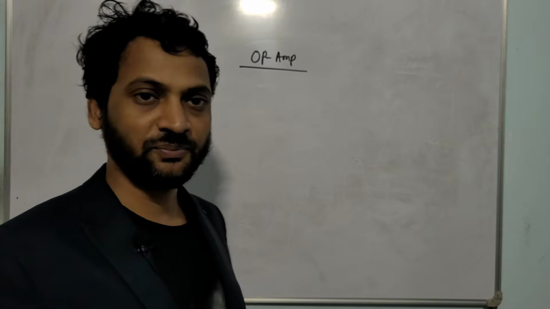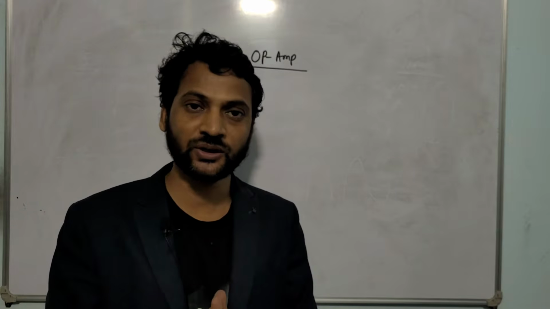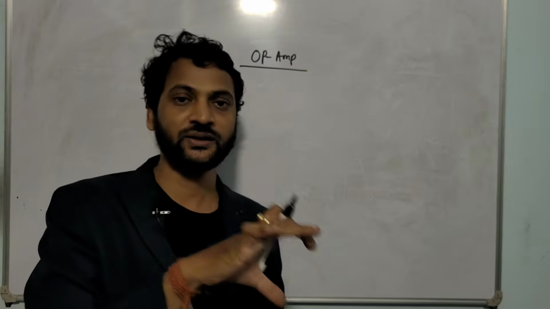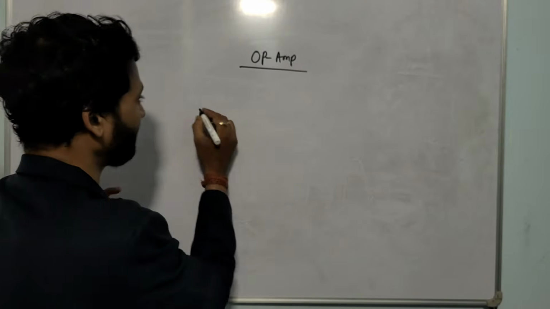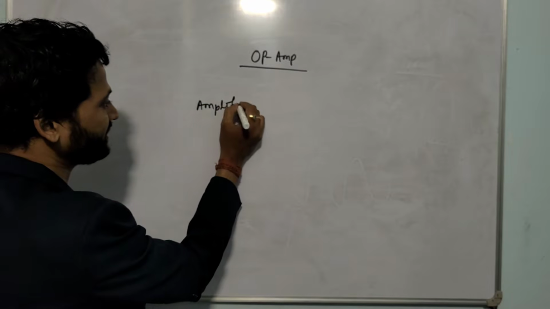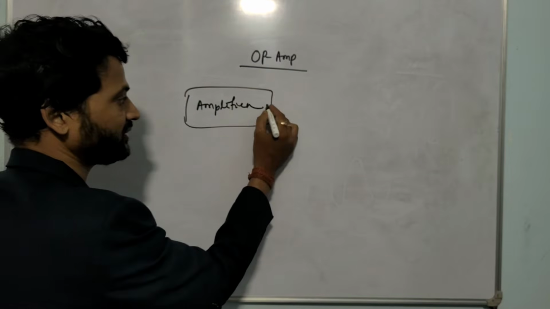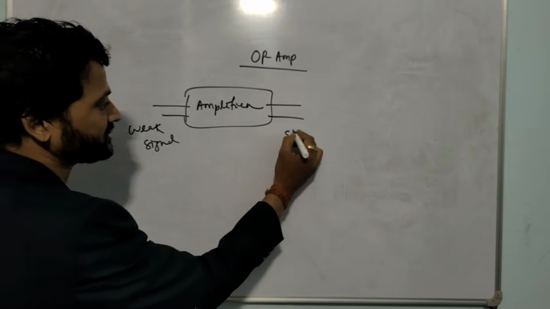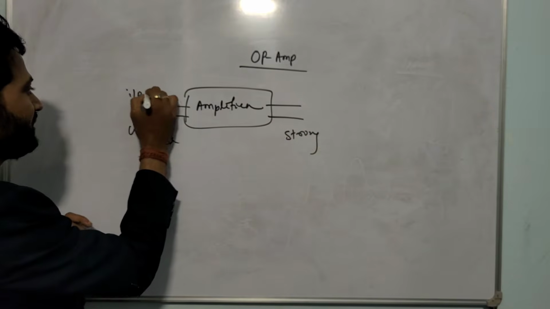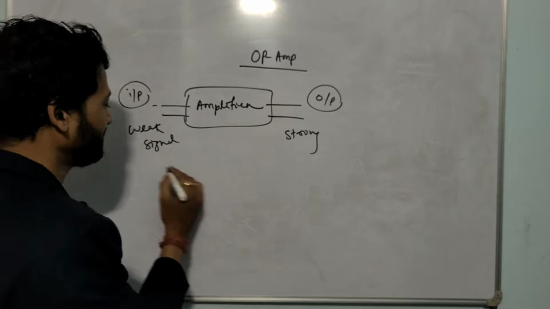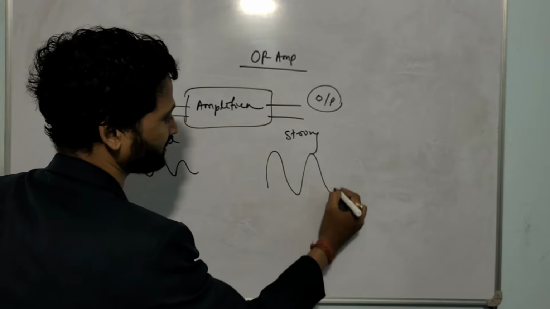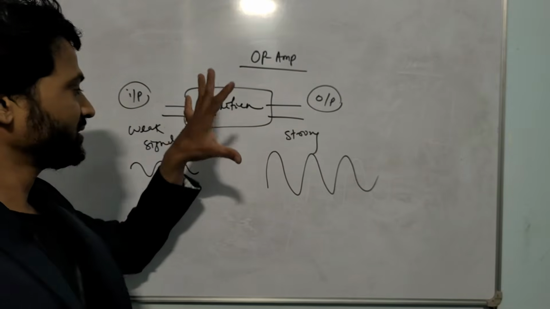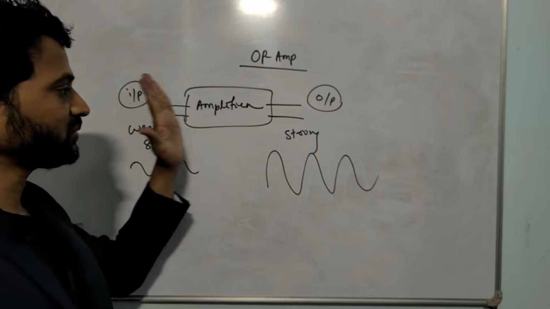Okay, give the heading OPAMP, operational amplifier. Before going to the operational amplifier, let me tell you what an amplifier is. What is an amplifier? It is an electronic circuit which converts a weak signal to a strong signal, or which can amplify the input signal. Meaning the input is a weak signal and the output is a strong signal. Like this one, if this is the input, the output is a strong signal. Again I repeat, the definition: an amplifier is an electronic circuit which converts a weak signal to a strong signal.